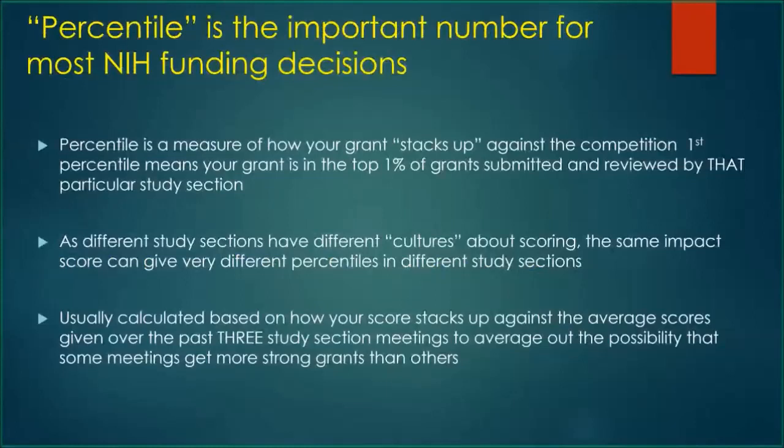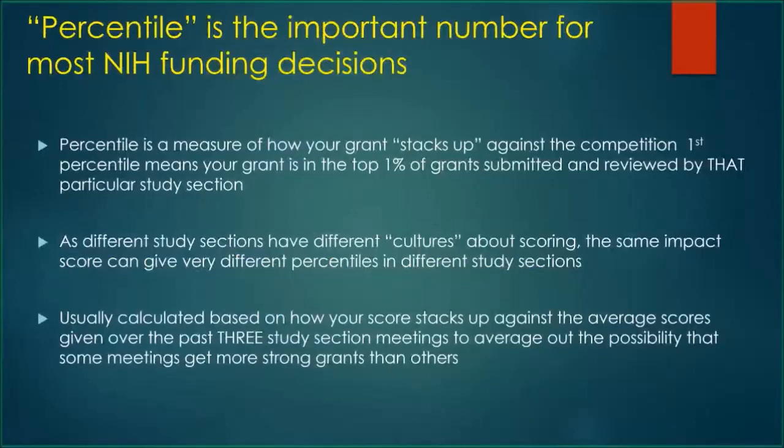Since a typical study section sees about 100 grants a round, that means that your impact score is compared to the impact scores of approximately the 300 applications that study section has seen over the past year. Now, what that means is that if you have a first percentile, your grant was in the top 1% of grants submitted. If you have a 45th percentile, it means it was in the top 45% of grants submitted.